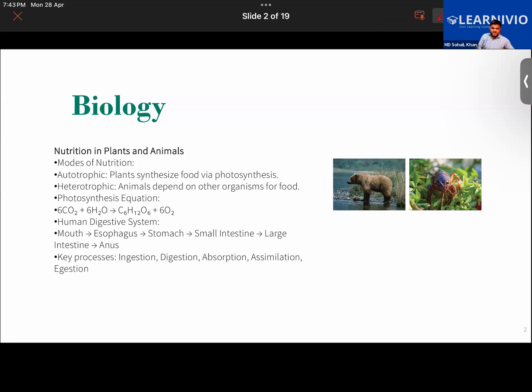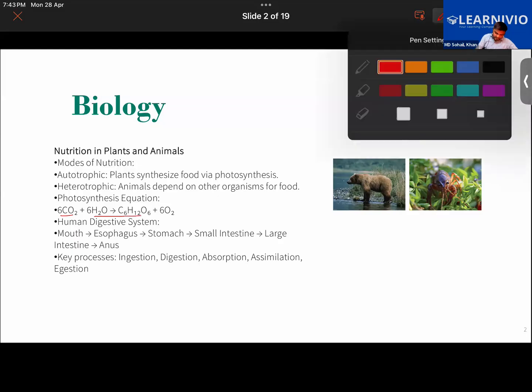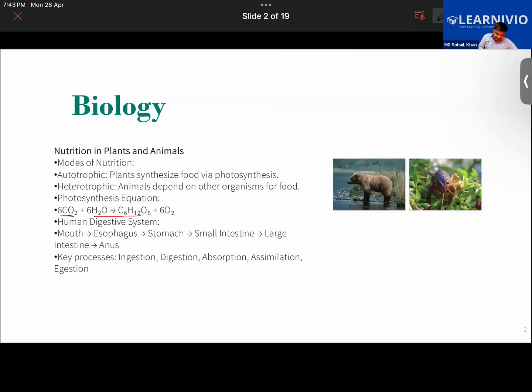Particularly about the green plants, we learned that they can perform photosynthesis, and this is the equation for photosynthesis, right? They take in carbon dioxide, they take in water, and combine it to form glucose and give out oxygen gas. So this is something which we learned there, right? And we learned about chlorophyll also, that it's the green pigment which is essential for photosynthesis, right?